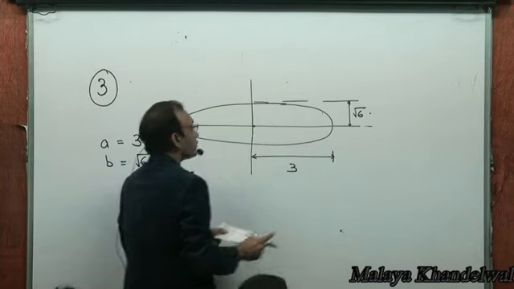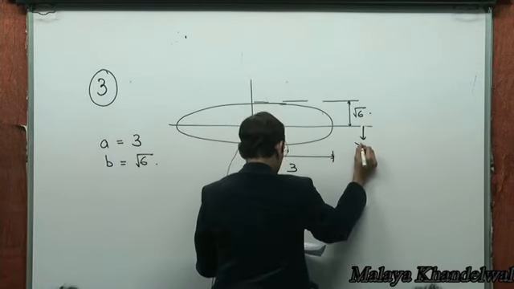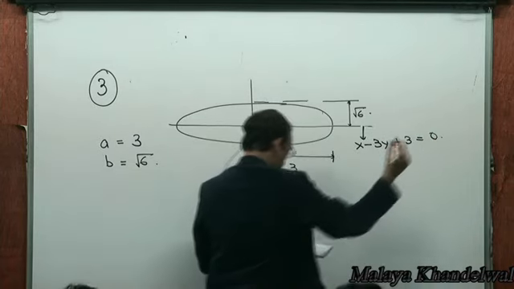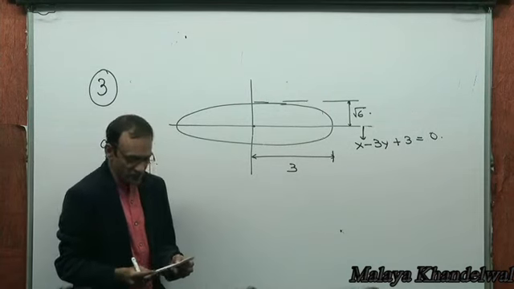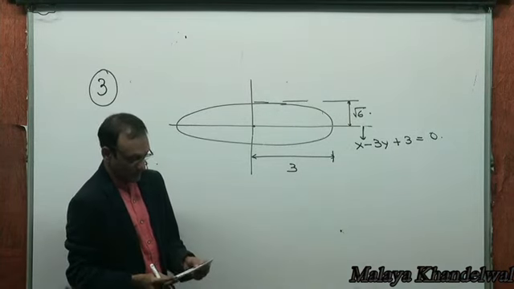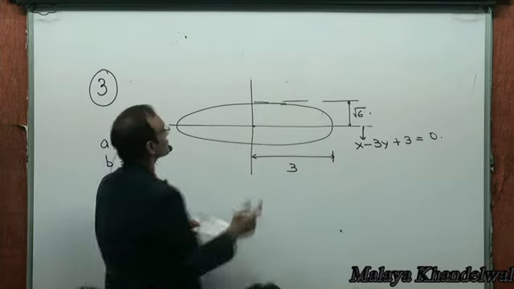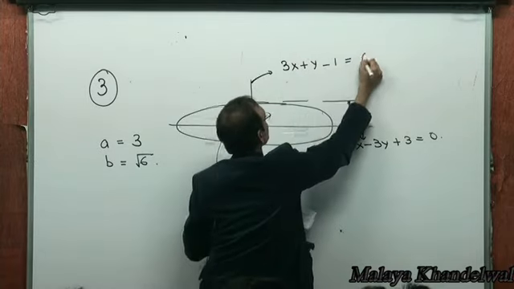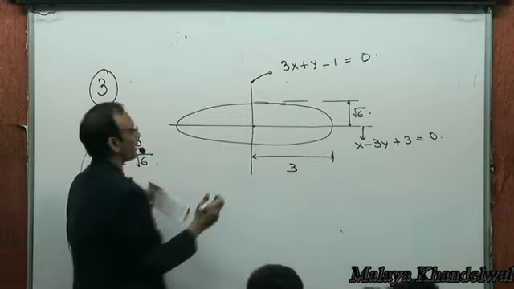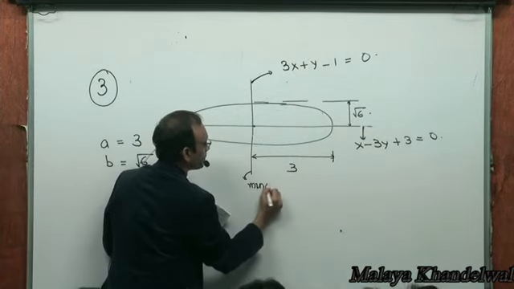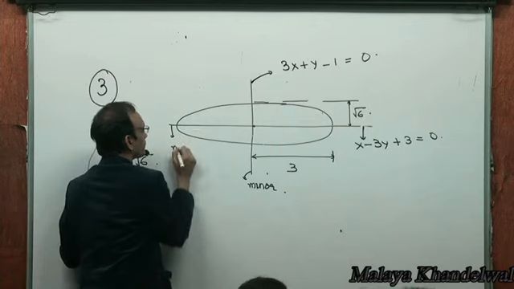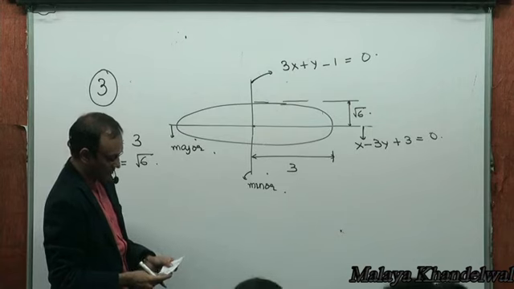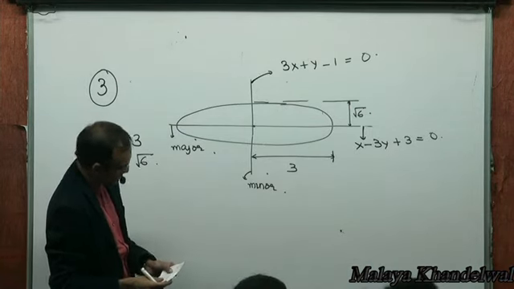The major axis of the ellipse has its equation x minus 3y plus 3 equal to 0, and the minor axis has its equation 3x plus y minus 1 equal to 0, which is the minor axis. And you can see that they are perpendicular to each other, isn't it?